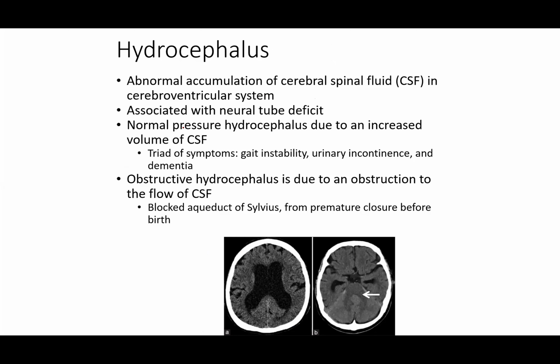Okay, hydrocephalus, or abnormal accumulation of cerebrospinal fluid in the cerebroventricular system, right? So we have different ventricles in the brain, the third ventricle, for example, and fluid starts to accumulate, and so the pressure starts to increase. And when you start squeezing on neurological structures, you can get gait instability, urinary incontinence, and dementia.